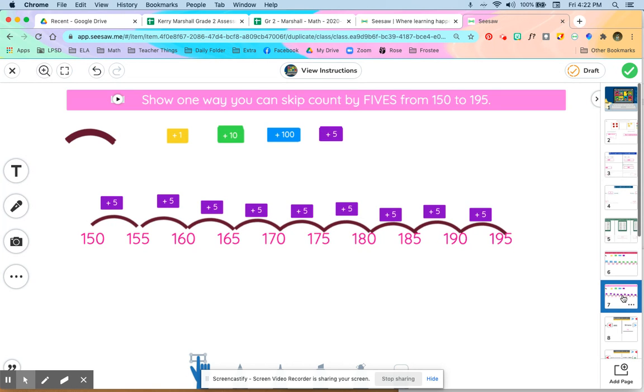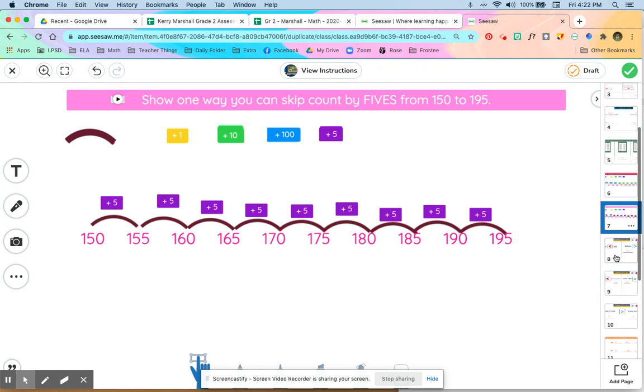On the next page, they were expected to skip count again, but this time only by fives. That's all they could use to count from 150 to 195. So if they used tens, if they used ones, it was automatically wrong since the directions asked them just to use fives.